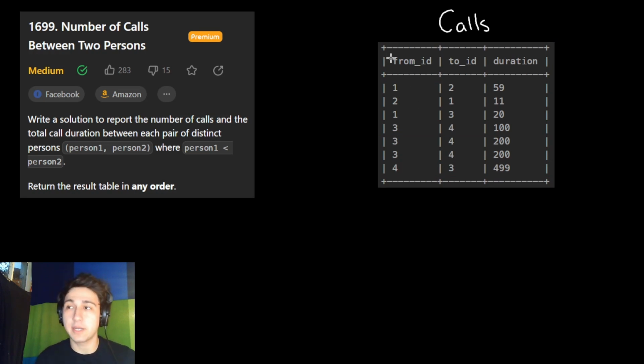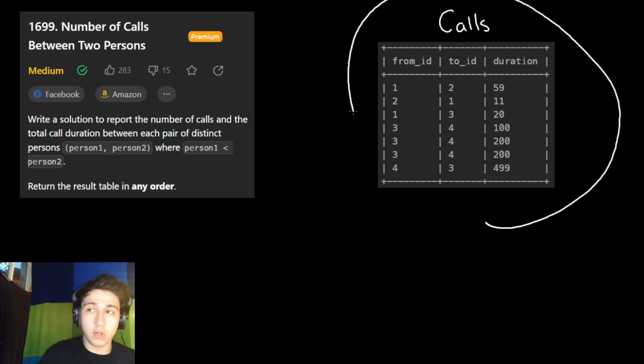Essentially what we have here is a list of people that are calling, a list of people that are receiving calls, and how long that phone call was. For example, we have this person, number one, whoever that is, called number two, and this phone call was 59 minutes long. Then person number two called number one back, and the phone call was 11 minutes long. We just have a big list of people calling others and how long that phone call was. And this is all they give us.